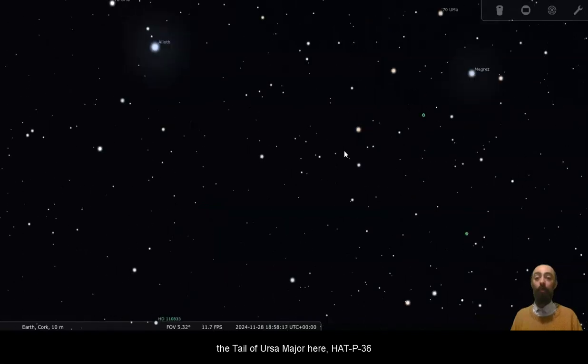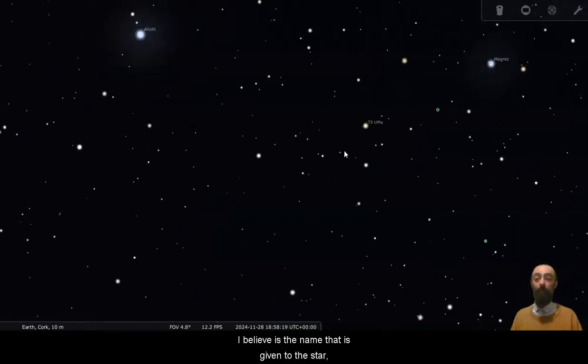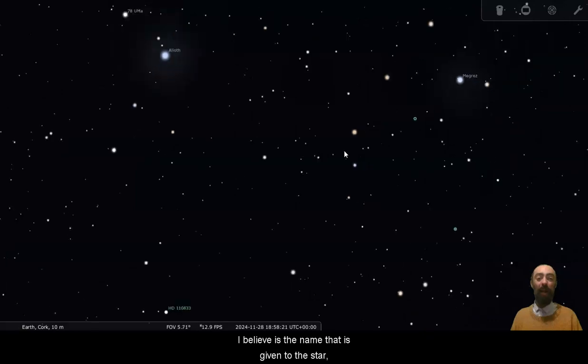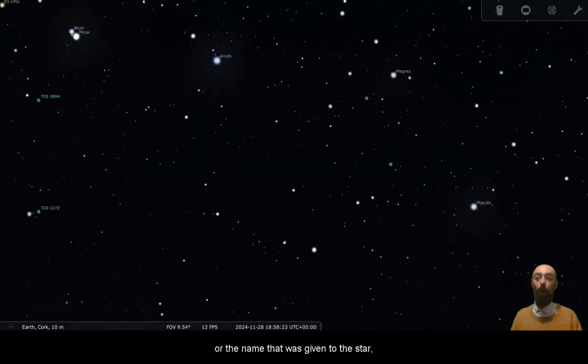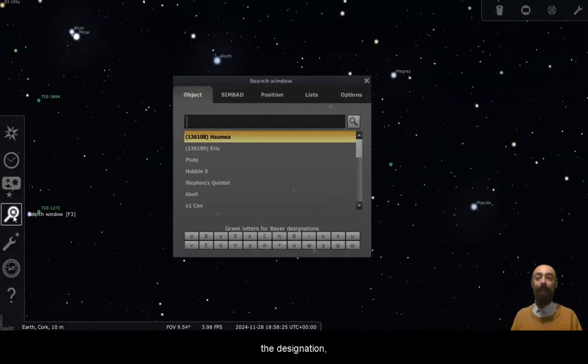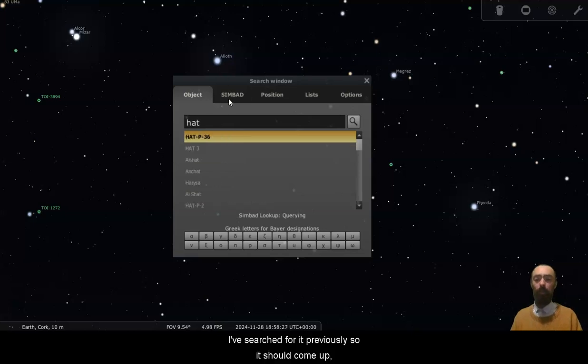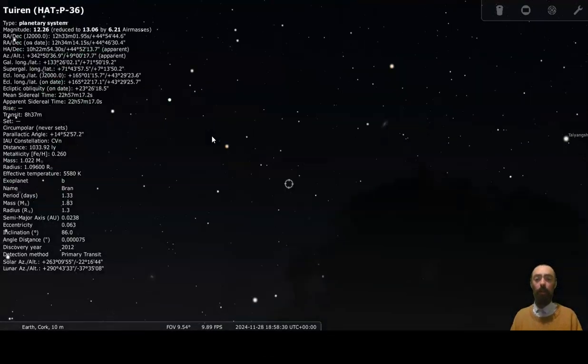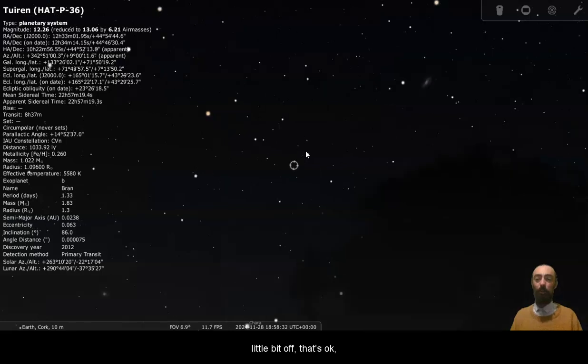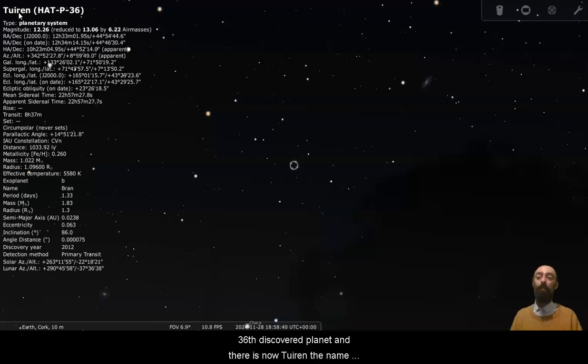HAT-P-36, I believe, is the name that was given to the star, the designation. I've searched for it previously, so it should come up. Yeah, HAT-P-36. It is a tough one to spot. And we can see here's the new name for it. It was referred to as HAT-P-36, the Hungarian-made Automated Telescope's 36th discovered planet. And there is now Tuiren, the name of the star, and Bran, the name of the planet which was called HAT-P-36b.